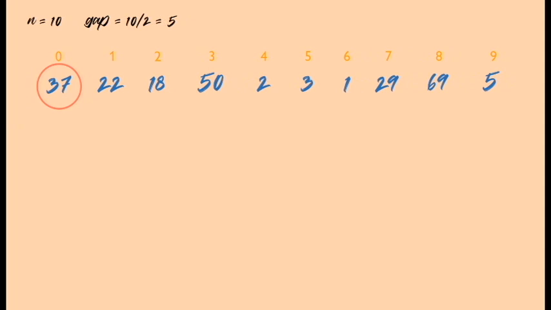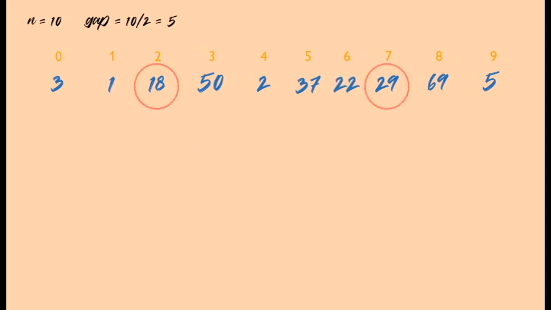So let's compare 37 and 3. Since 3 is less than 37, they are going to swap places. Since they are now sorted, let's move on to the next number. 22 and 1. Since 1 is less than 22, they are going to swap places. The next one is 18 and 29. Since they are already sorted, we can now move on to the next set of numbers. 50 and 69 are also sorted. And lastly, 2 and 5 are also sorted.